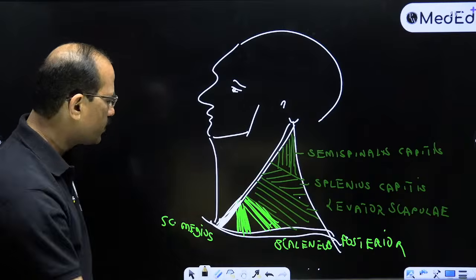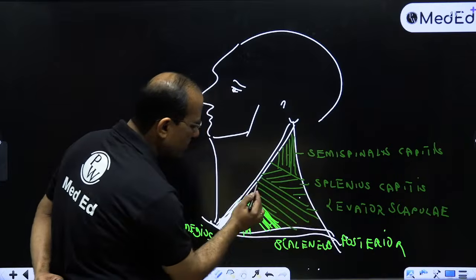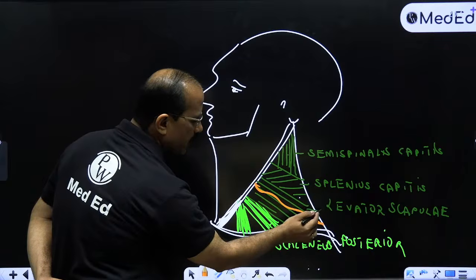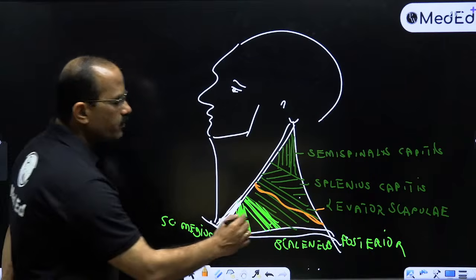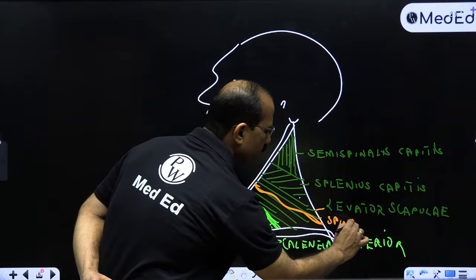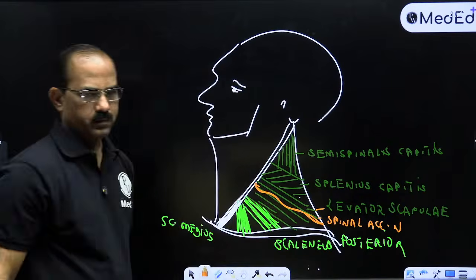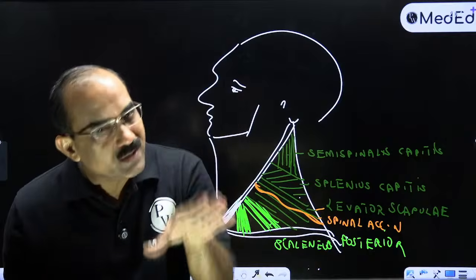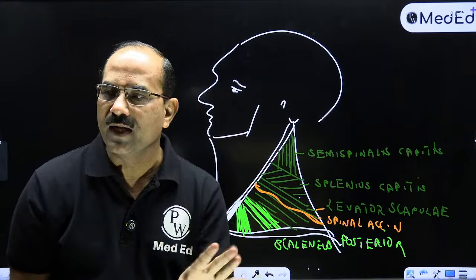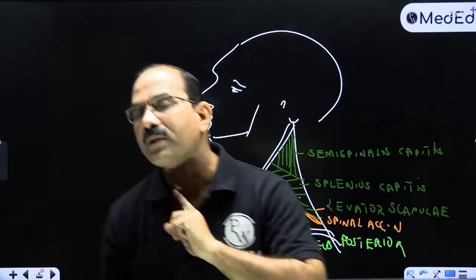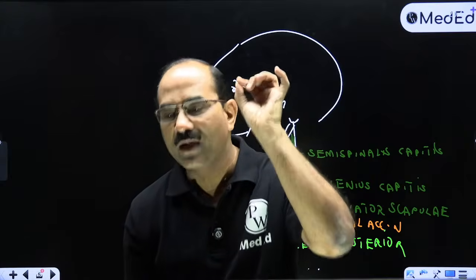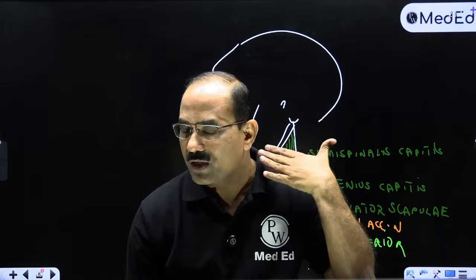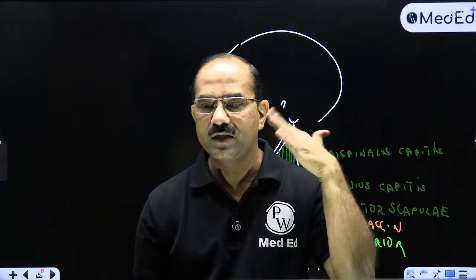Fine. Now coming to the next content. The next content is, have a look. Hey, look, students, there's a very important nerve lying on this muscle. What is this muscle? That's the levator scapulae. The nerve lying on the levator scapulae is the spinal accessory nerve. The spinal accessory nerve lies on the levator scapulae in the posterior triangle of the neck. This nerve first supplies the sternocleidomastoid, then comes into the posterior triangle of the neck, lies on the levator scapulae, and goes on to supply the trapezius.